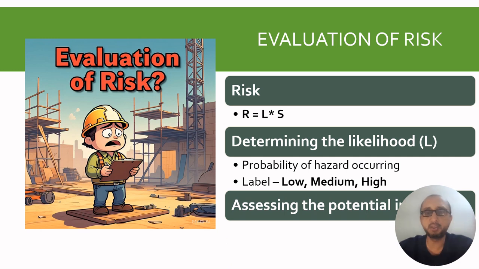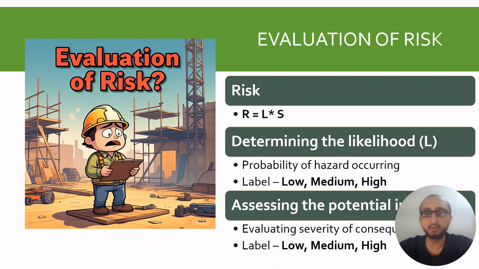Similarly, we then evaluate the consequences. How do we do that? First of all, we look at what will be the consequences of the hazard. Then we look at what will be the implications of those consequences for the organization. Third, we look at the existing control measures. On the basis of these three factors, we decide whether the risk is low, medium, or high.